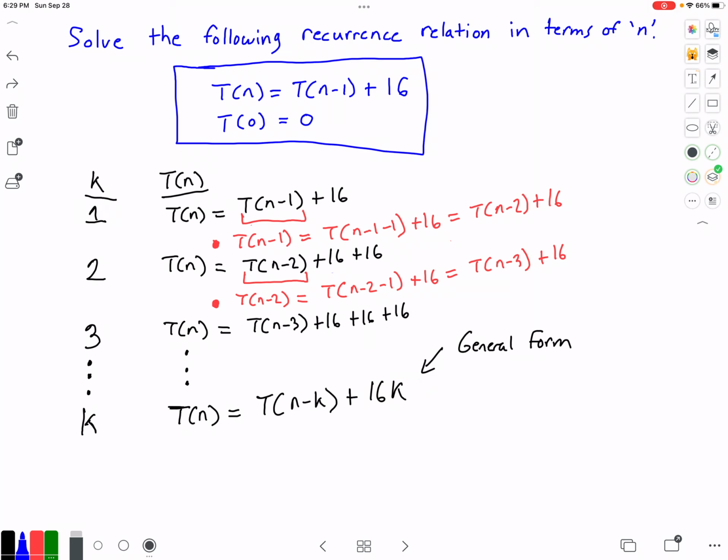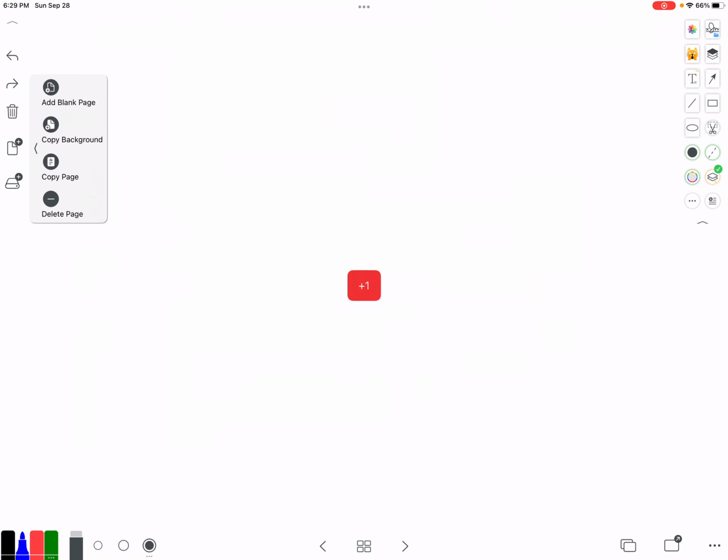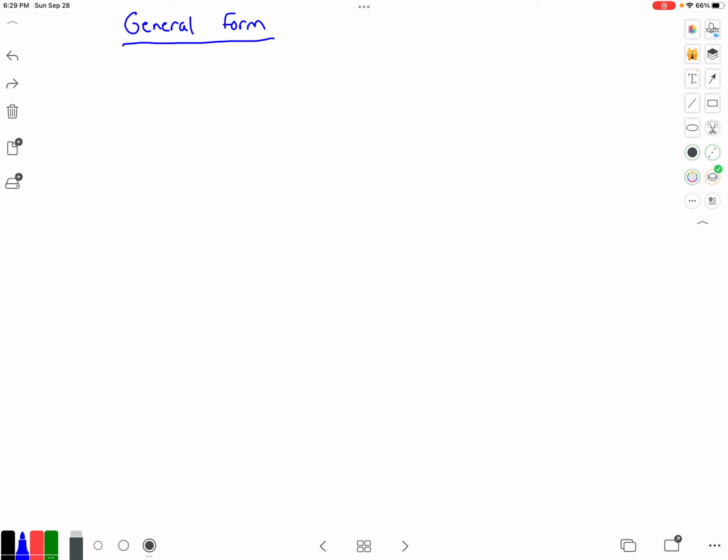Okay. So let's go ahead and create a new sheet. We're going to add a blank page. And we're going to rewrite that general form here. So I'm going to put general form. All right, so that form was T of n is equal to T of n minus k plus 16 times k.